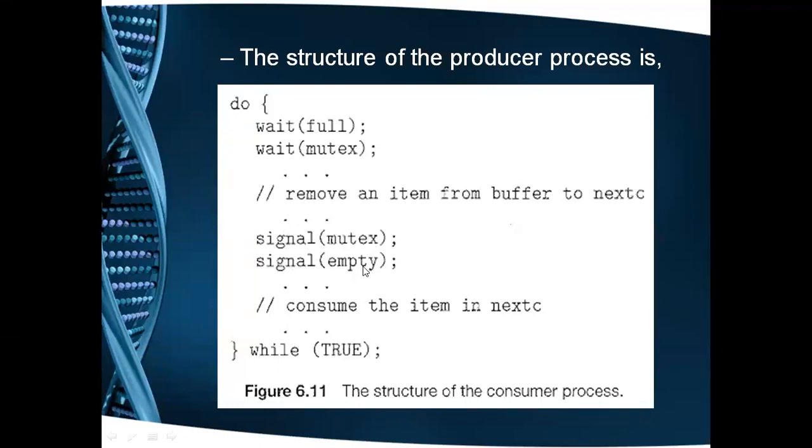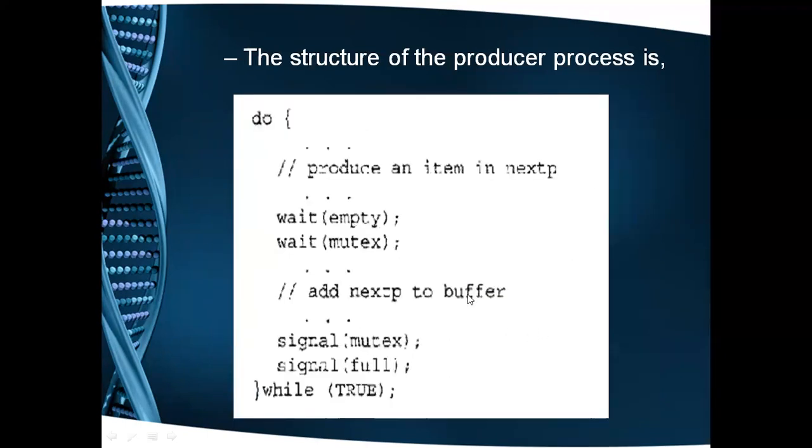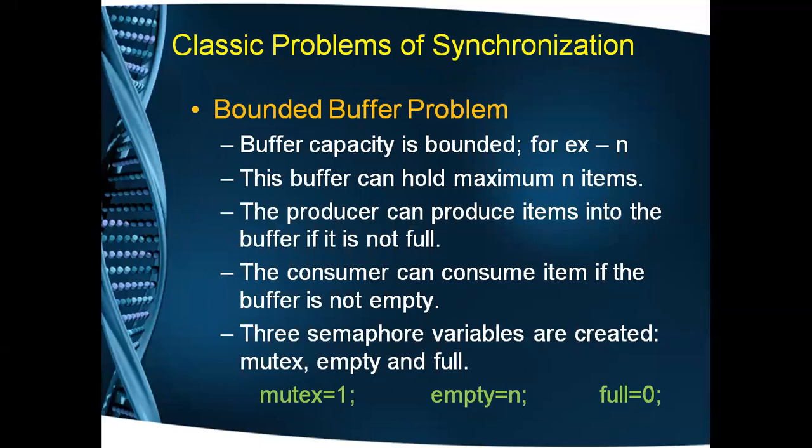And signal of empty. Since one item is removed from the buffer, it has to be decremented. So signal of empty: the buffer space is now empty, and that is indicated by the consumer. The consumed item can be taken into the variable next to C. So by using these two pieces of code, we can solve this bounded buffer problem.